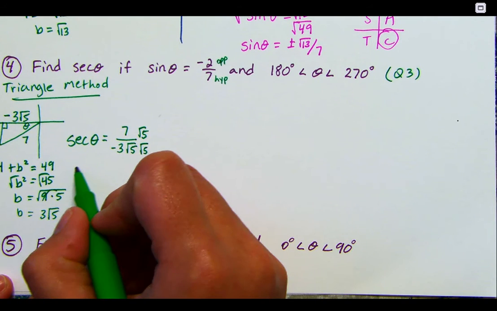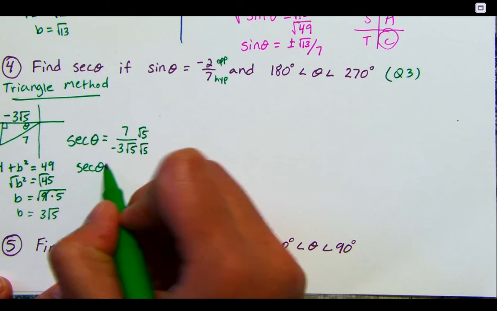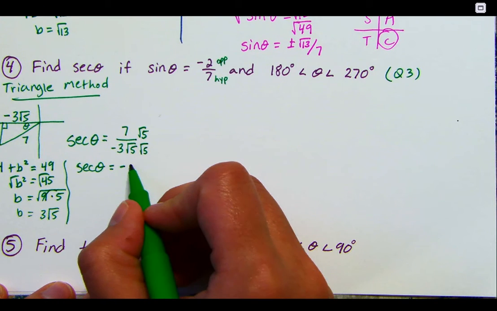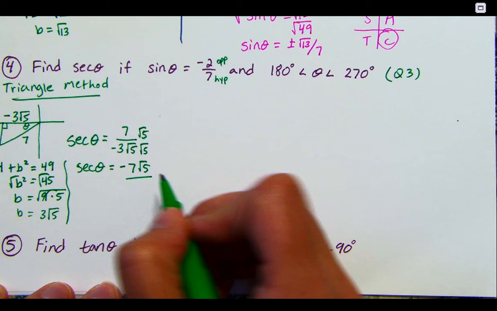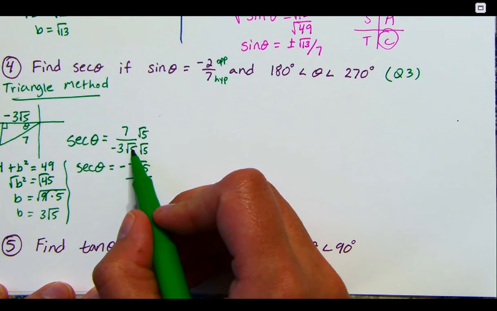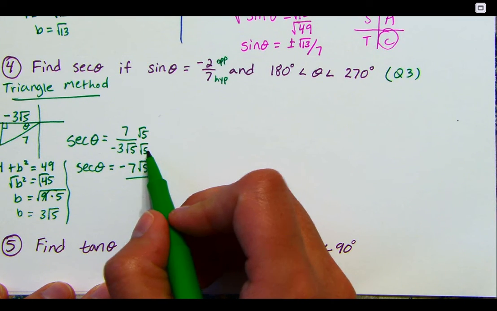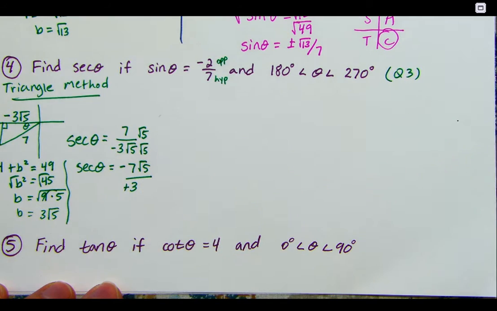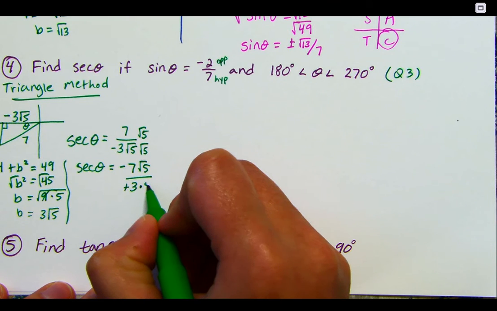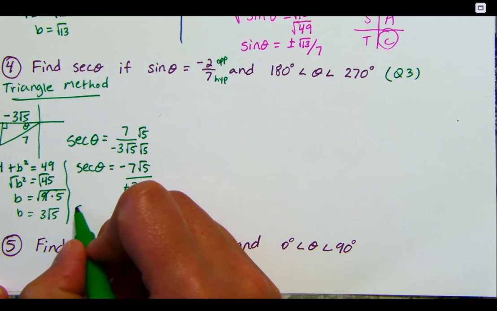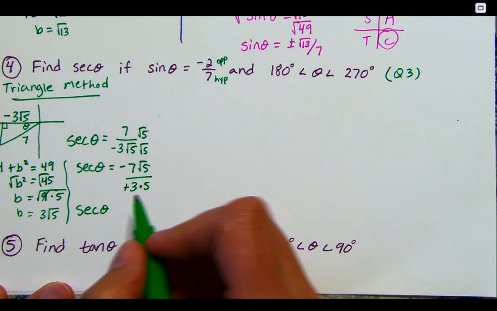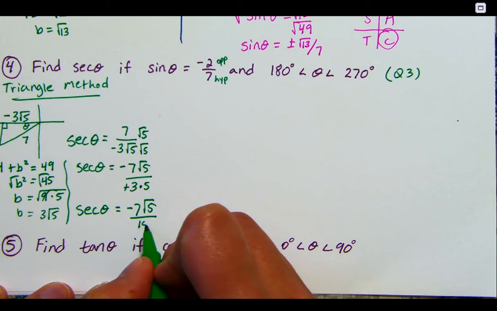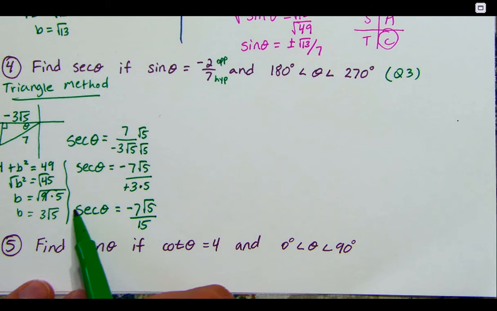And then as I do that, the negative is going to be simplified to the top. So this will be -7 square root of 5. And then the square root of 5 times square root of 5 is 5. So on the denominator, it should be a +3. I'm really doing 3 times 5. So that's going to give me 15. So secant theta is going to equal -7 square root of 5 over 15 for that final answer.